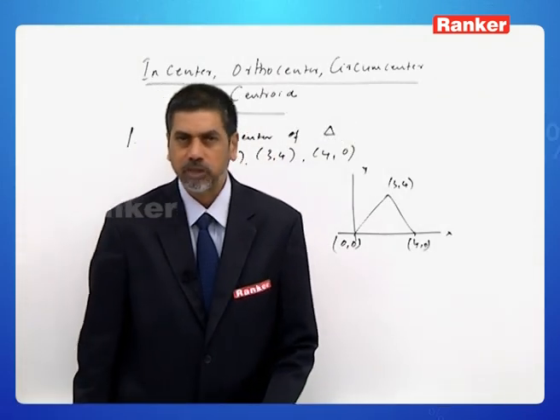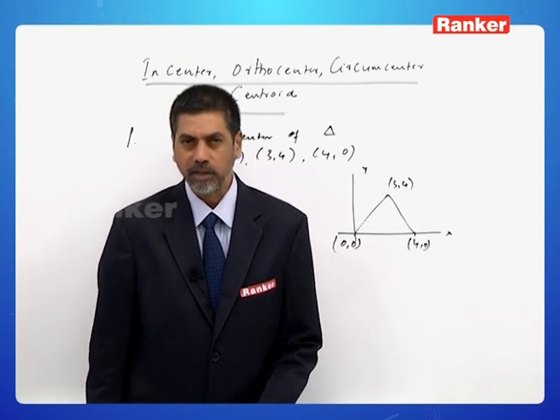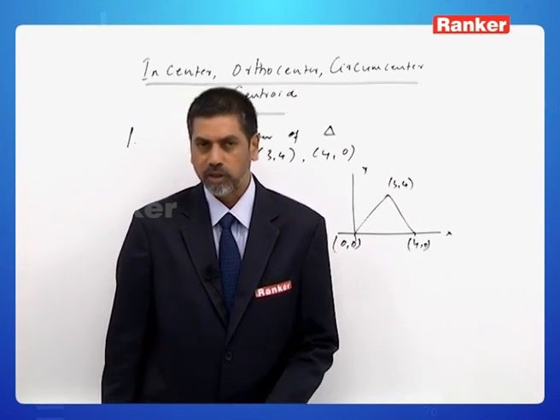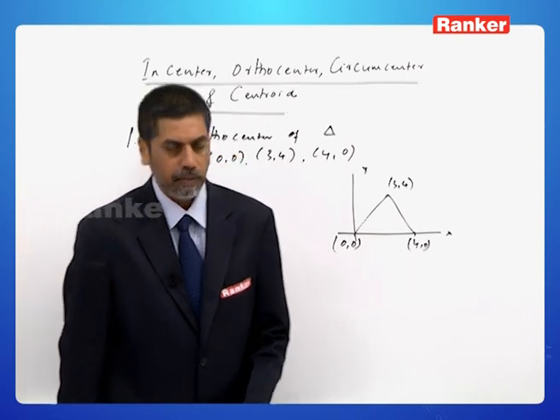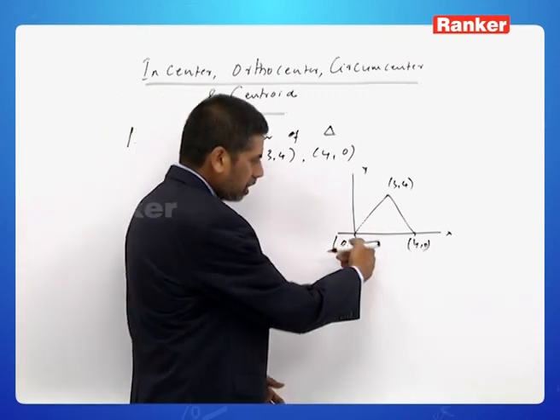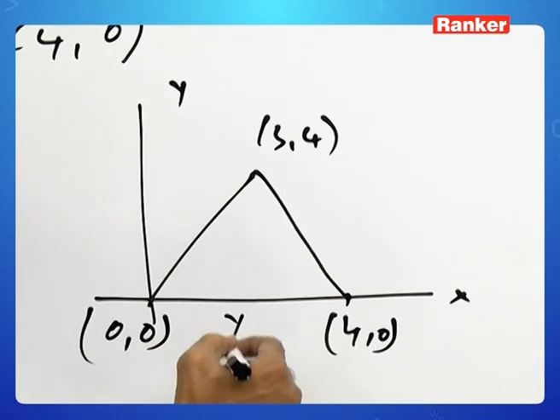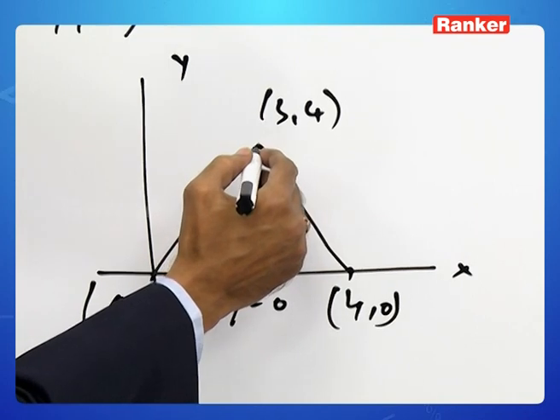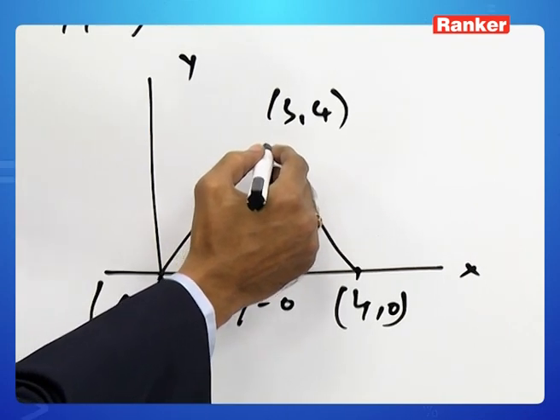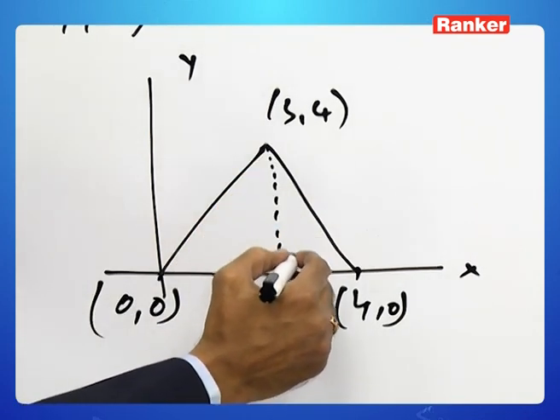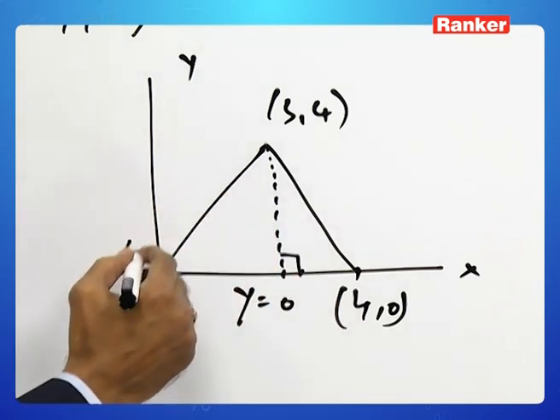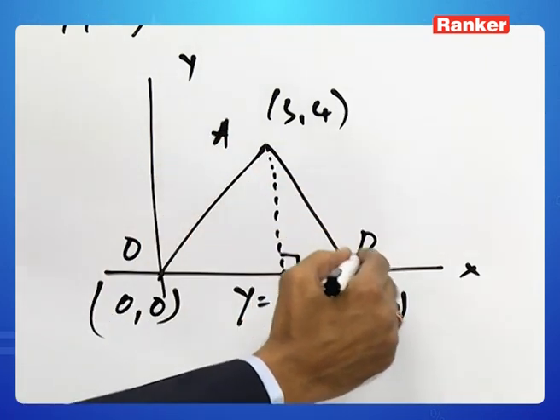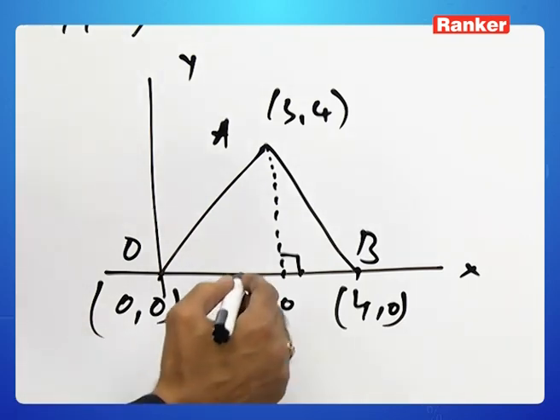So clearly it's not a right angle triangle. So we'll have to find out the orthocenter. Now this is the x-axis. So therefore the slope of this line is 0. Now orthocenter is a point of concurrence of altitudes. So from this point you drop a perpendicular. Suppose we call this O, A, B, and this is E.